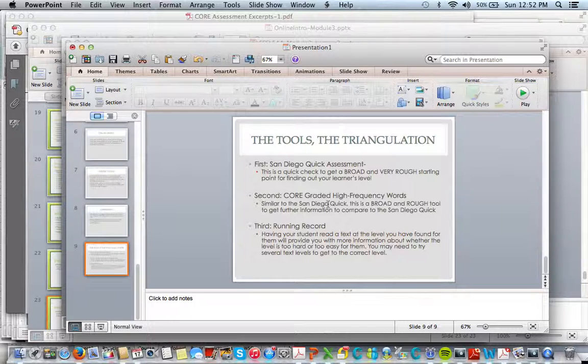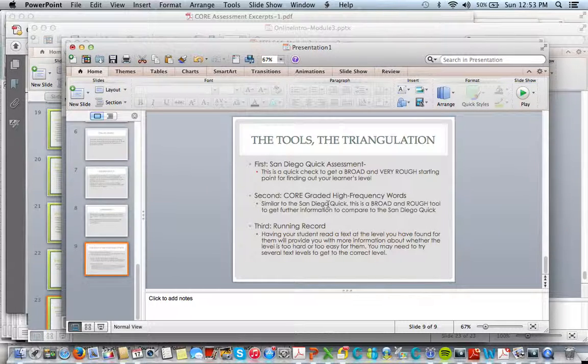The first one, we're going to use a real quick assessment, San Diego quick assessment, just to get a general idea of what words are easy and hard for your learners. This is not a very accurate assessment. It's not considered the most valid assessment, but as you're just a tutor and you have a short time with your student, we want to use the tools that are quick and easy to use and will give you a general sense that you can then build on to find out what actual level your students are at.